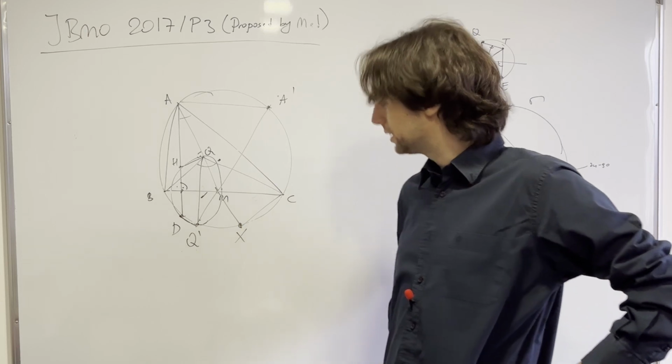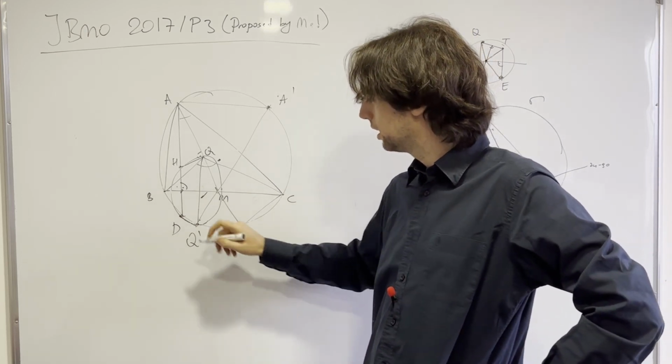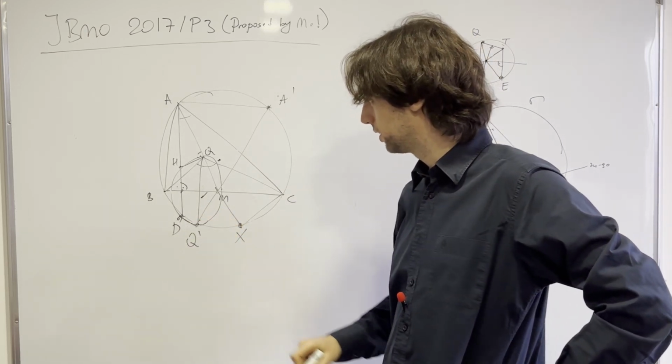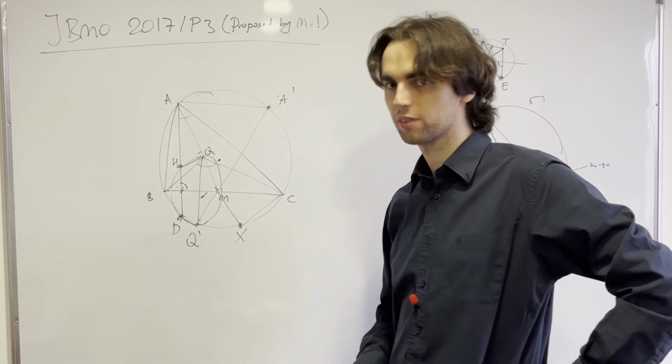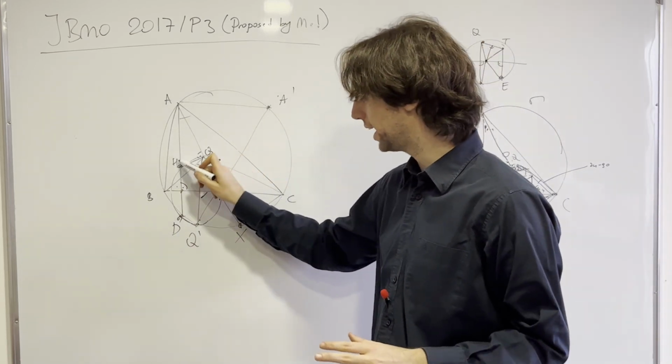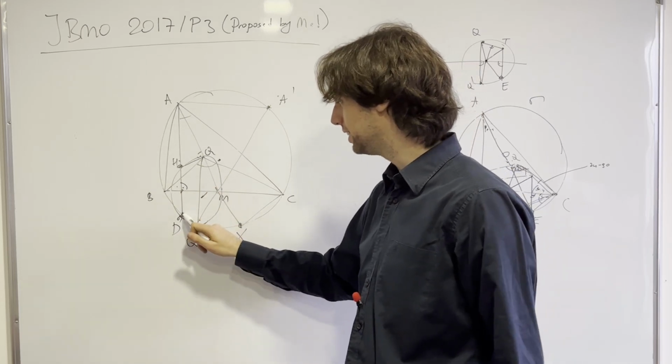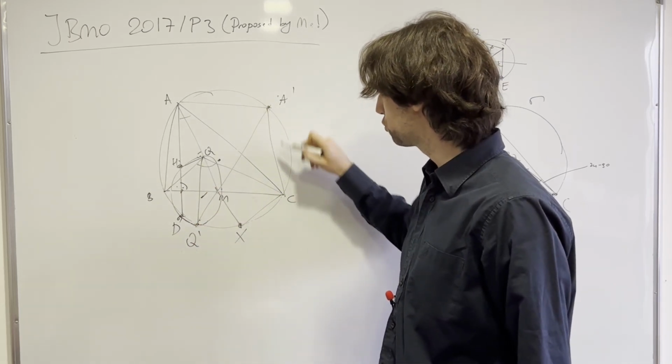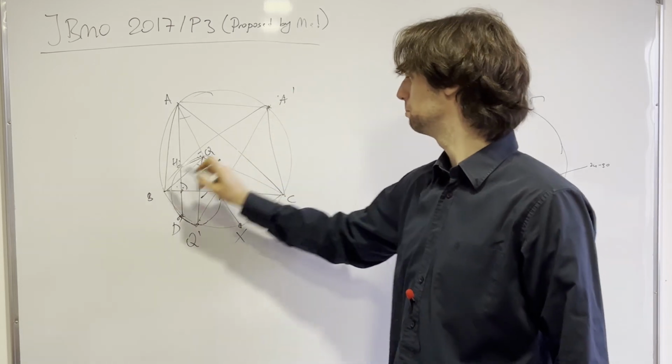And then I thought, wait a second. I need this point right here. I need H. Let me define everything. Let me define Q, H, and D with respect to this triangle, A prime, B, C.